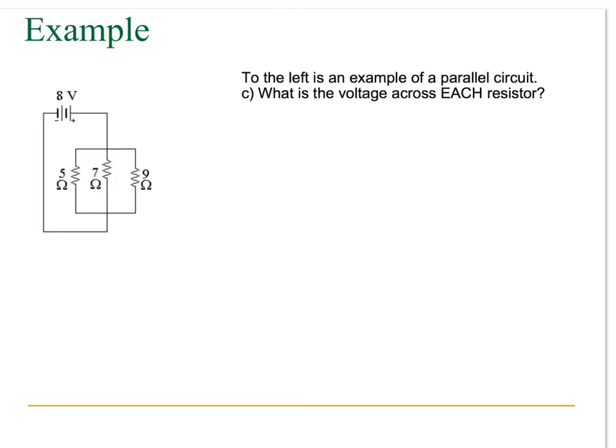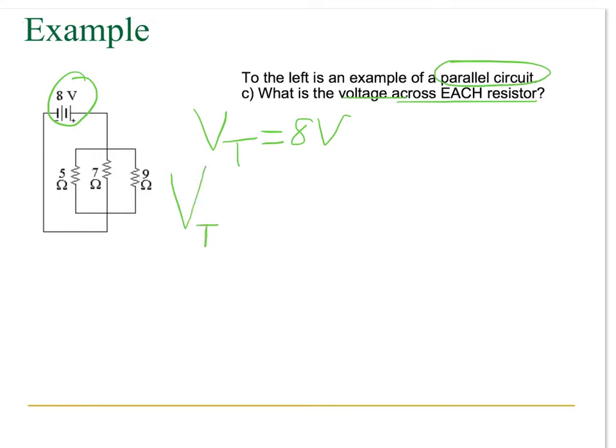On to part C. Part C asks for the voltage across each resistor. Well, we know that we have a total voltage of 8 volts. We also know that for a parallel circuit, the total voltage equals the voltage in resistor 1, which is equal to the voltage in resistor 2, which is equal to the voltage in resistor 3.